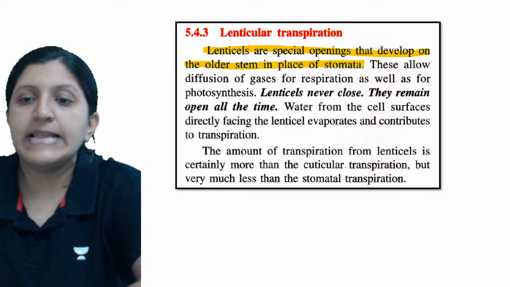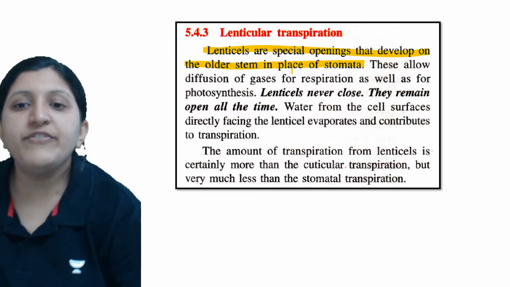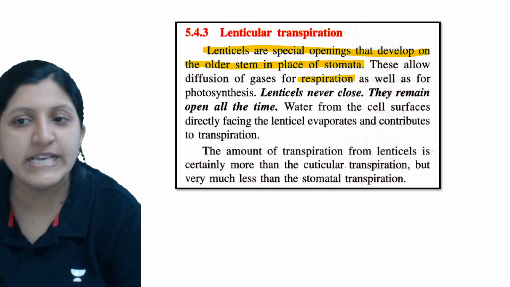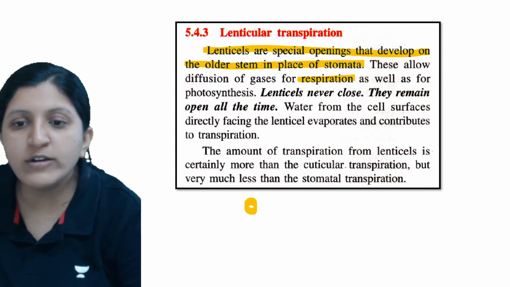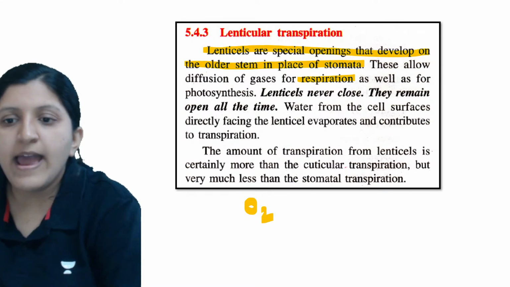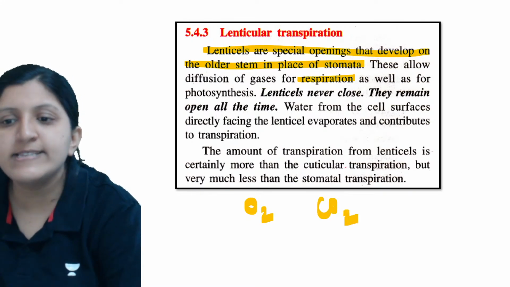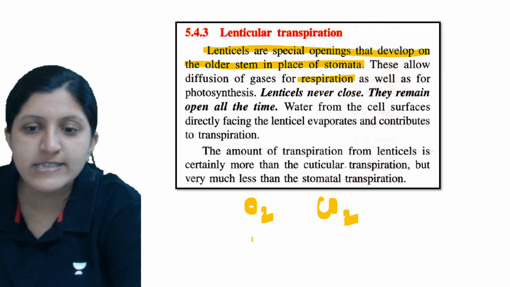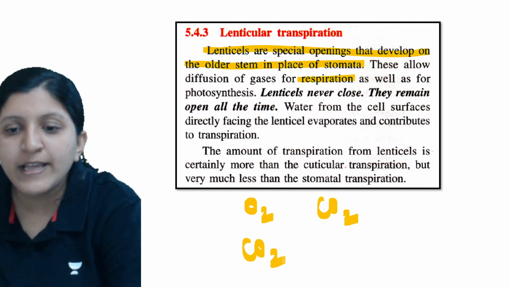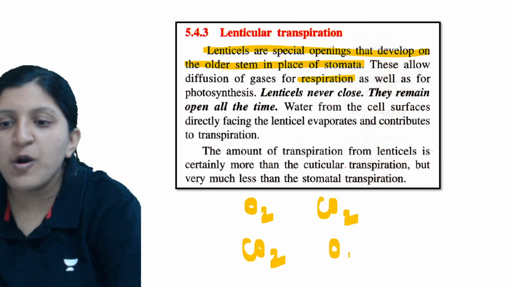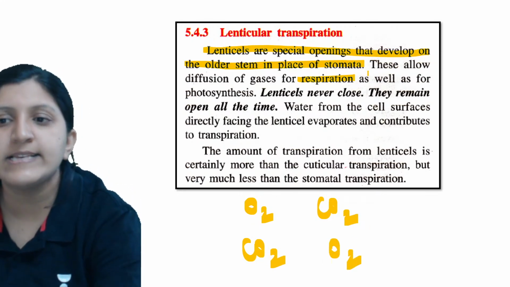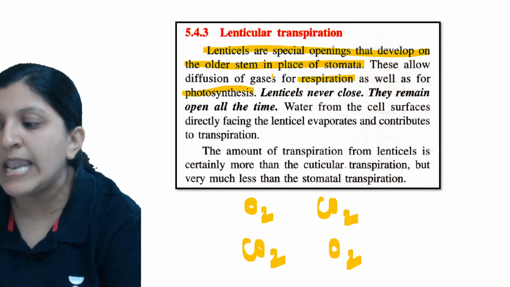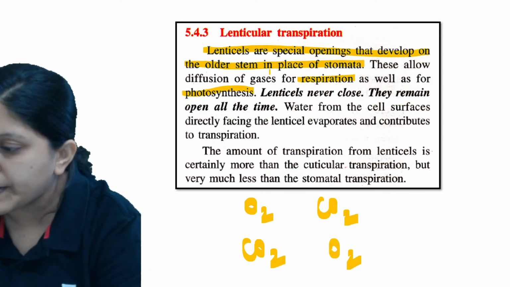Okay, so let's see this. These allow diffusion of gases for respiration. For respiration, what exactly is required? Oxygen is required, and the carbon dioxide is given out. As well as for photosynthesis. Now for photosynthesis, what is required? Carbon dioxide is required and oxygen is given out. So in all these cases, for photosynthesis as well as for respiration, this allows the exchange of gases to occur.